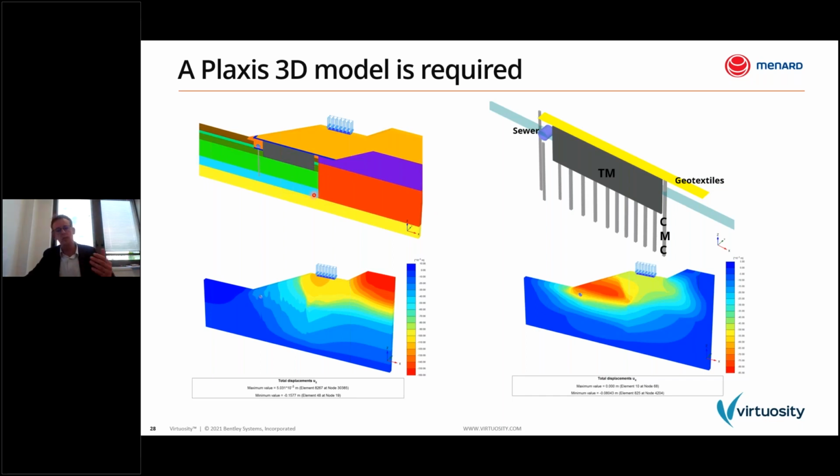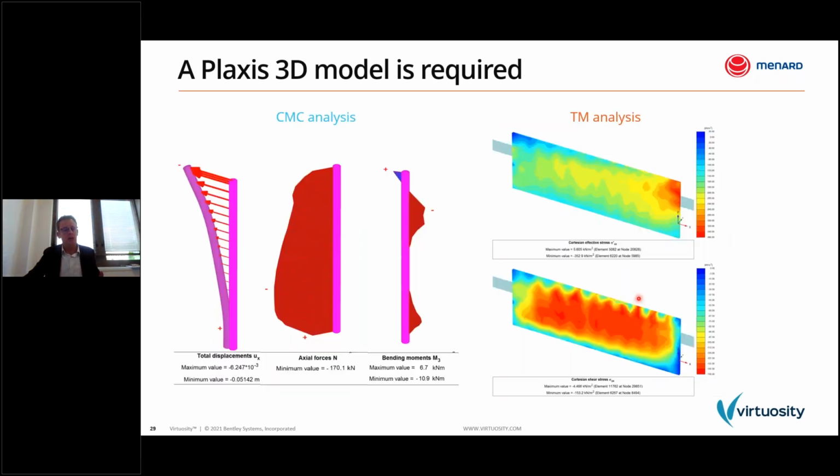So everything was represented. We were able to predict the vertical displacement, the horizontal displacement. And also, we looked at, of course, the CMC integrity. So we were able to look at the axial force inside the CMC, bending moment inside the CMC. And we were able also to look at the normal stresses and shear stresses inside the deep soil mixing. So this combination, just to make things very clear: the CMC were there to provide high vertical stiffness, and the trench mix panel were there in order to provide high horizontal stiffness. And that was a successful project.